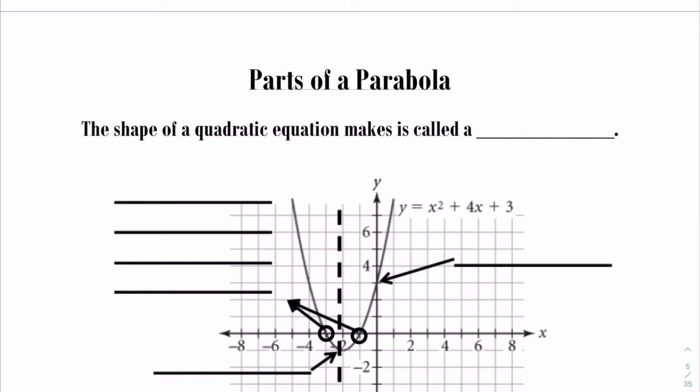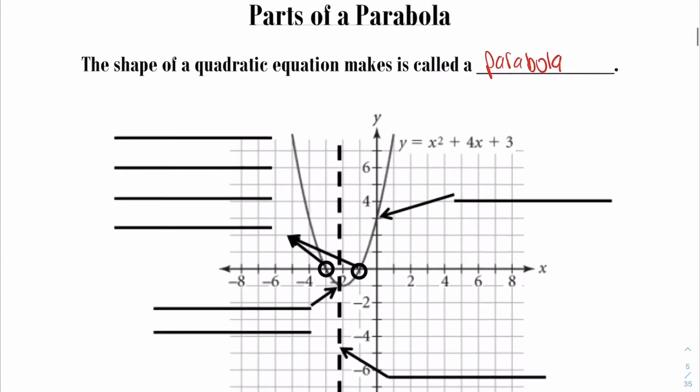Some people call it a parabola, some people call it a parabola, some people call it a curve. But as long as you call it something about a parabola, that's what you call the graph of a quadratic. Because the shape a quadratic equation makes is called a parabola. Take your pick.